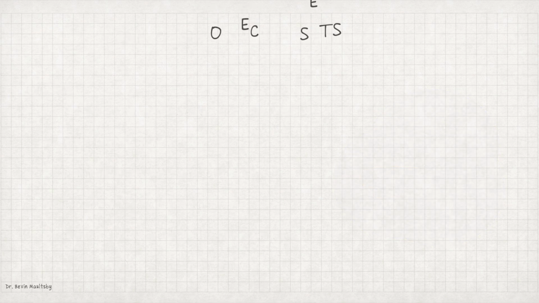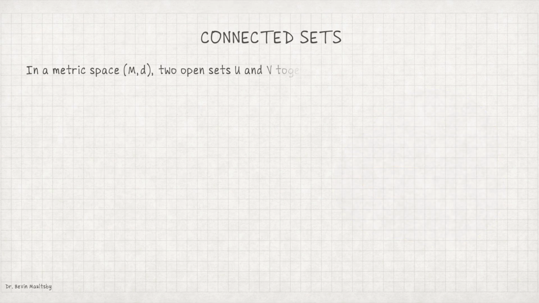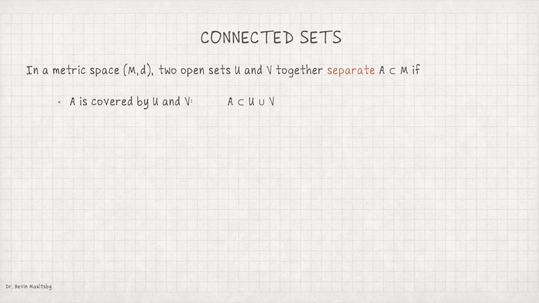All right, so first let's define connected sets. If we have a subset called A of a metric space, we say two open sets U and V separate A if four conditions hold. The first is that A is covered by the union of U and V. In other words, every element in A can be found in either U or V.